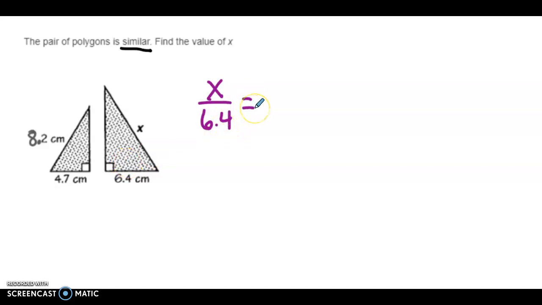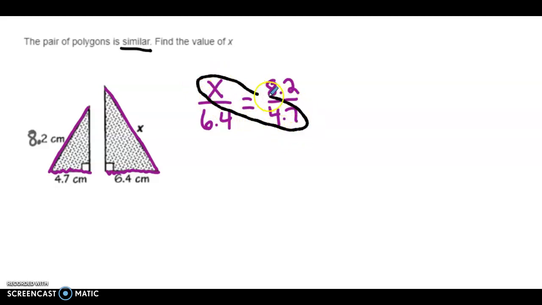Now the important part is that I match those up. So since x was the hypotenuse across from the 90-degree angle, when I do the top of my next fraction, I need to make sure that I use the hypotenuse, the one across from the 90-degree angle. So I'm going to put 8.2 on top. And then 6.4 was the base, and so I'm going to use 4.7. That's the side it's proportional to. Those are both bases. And then now, hopefully you know what to do. We are going to cross multiply and solve.